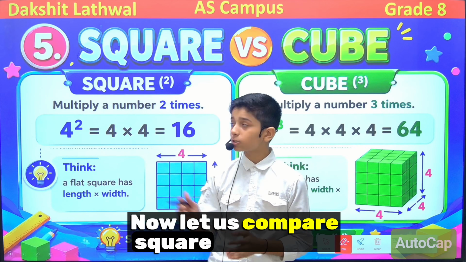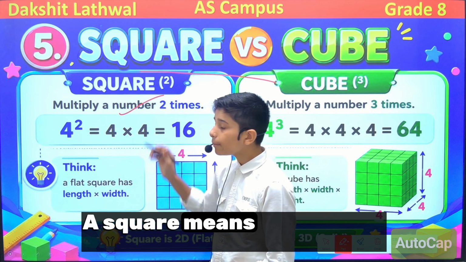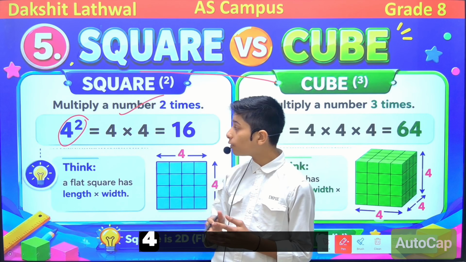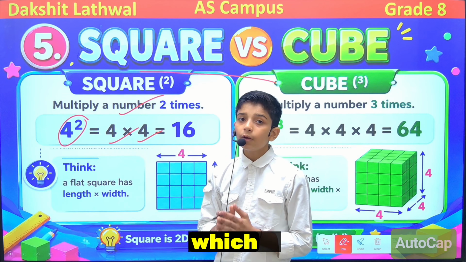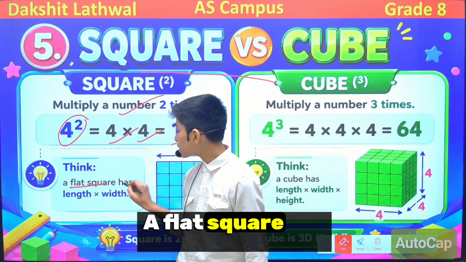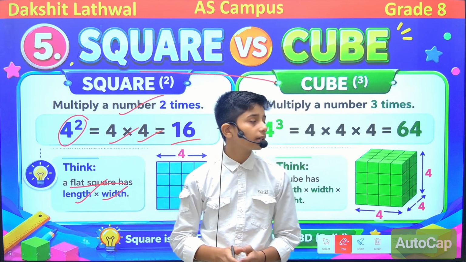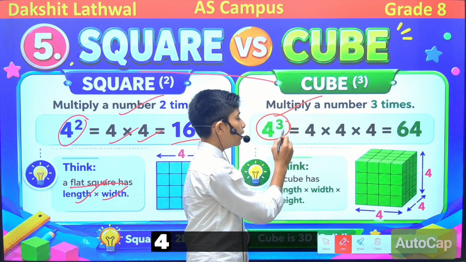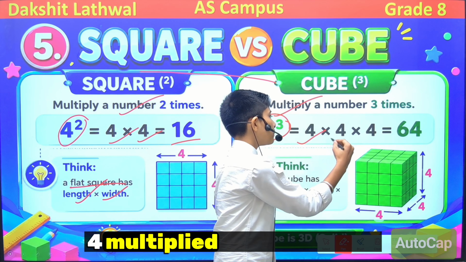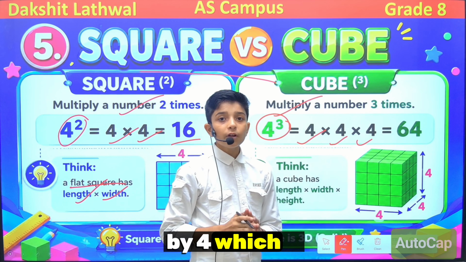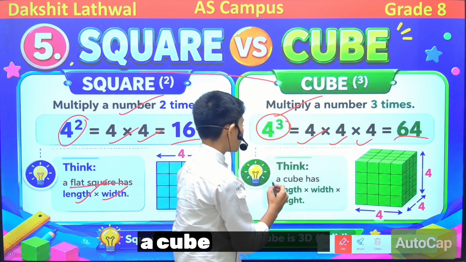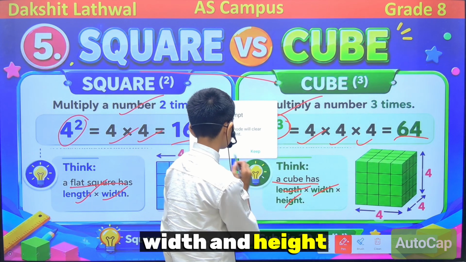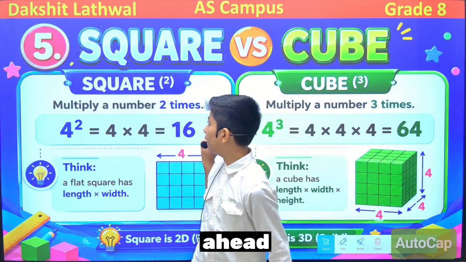Now let us compare a square and a cube. A square means multiplying a number 2 times. For example, 4 squared equals 4 multiplied by 4, which is 16. A flat square has length and width. A cube means multiplying a number 3 times. For example, 4 cubed equals 4 multiplied by 4 multiplied by 4, which is 64. A cube has length, width and height. Now let's move ahead.